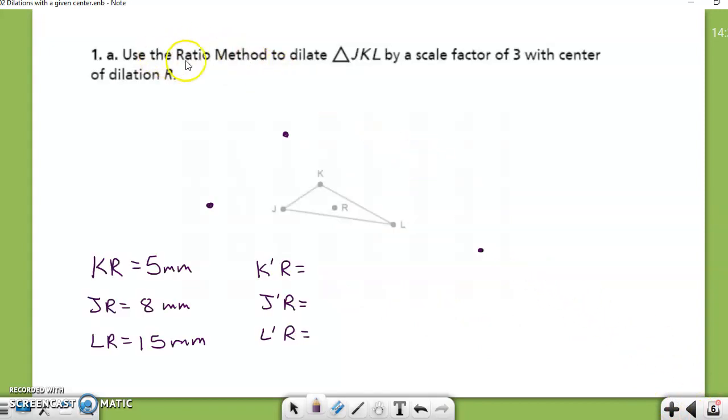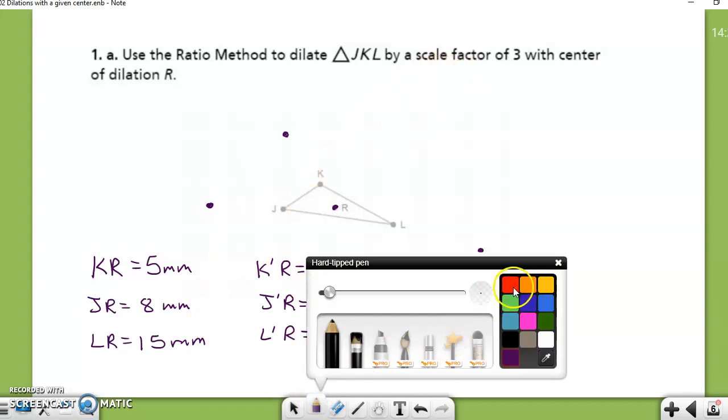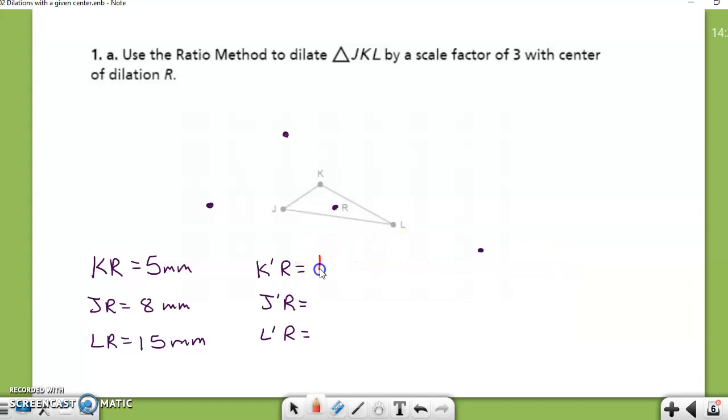Okay, so we're going to use that ratio method to dilate this little triangle JKL by a scale factor of 3, so it's going to get larger. Here's my center of dilation. I already measured all of these with my ruler, and I wrote them down. Well, with a scale factor of 3, that means I'm going to multiply each of these by 3. So this would be 15 millimeters, 24 millimeters, and 45 millimeters.